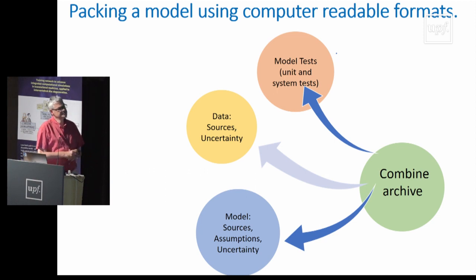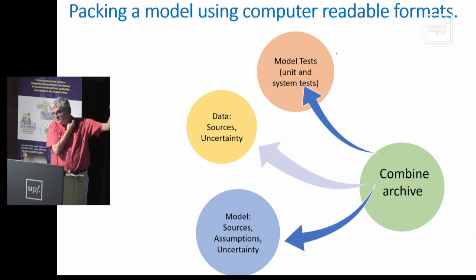So the idea is, if you have a Combine archive with all the information in there, you can look at various things about the model to assess its credibility. Are there model tests? If they are, run them. Do they pass? Unit tests, systems tests. This is related to model validation and verification.